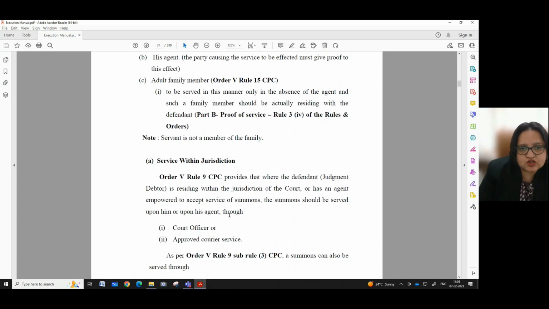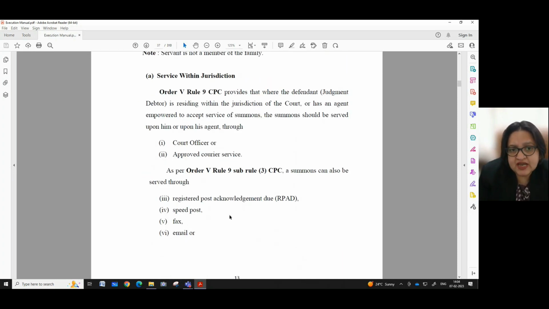Service within jurisdiction. Order 5, Rule 9 CPC provides that where the defendant, judgment debtor, is residing within the jurisdiction of the court or has an agent empowered to accept service of summons, the summons should be served upon him or upon his agent through court officer or approved courier service.